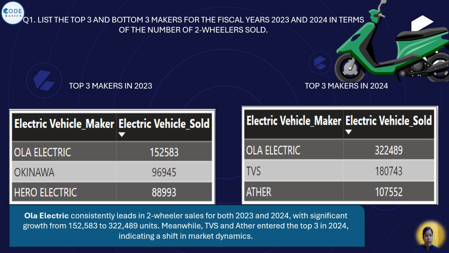In case of two-wheelers sold in 2023, the top 3 makers are Ola Electric, Okinawa, Hero Electric. And in 2024, we have Ola Electric, TVS and Ather. We can observe here that Ola Electric consistently leads in two-wheelers for both 2023 and 2024. Meanwhile, TVS and Ather enter the top 3 in 2024.